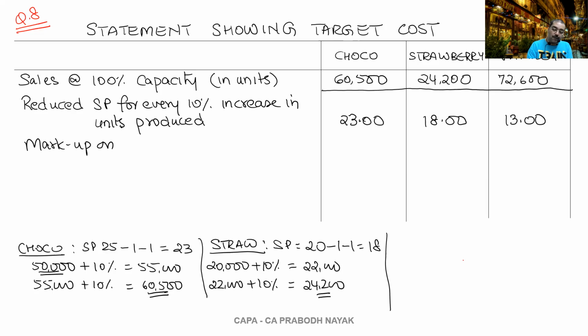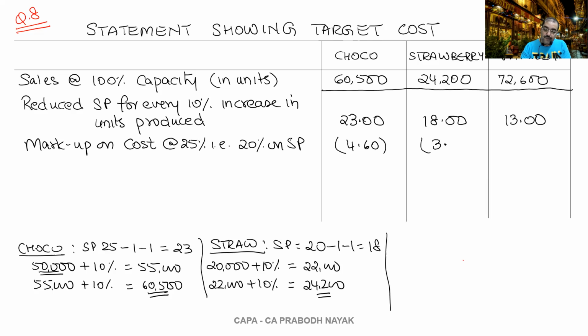Markup on cost is 25%. That is 20% on selling price. 25% on cost means 20% on selling price. So for 23 rupees, 20% will be 4.6. For 18 rupees, 20% will be 3.6. And for 13, this will be 2.6.